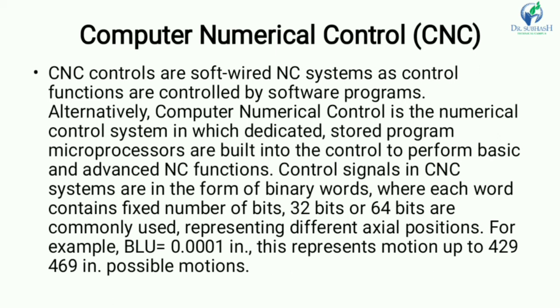For example, the BLU is equal to 0.0001 inch. So this represents the motion up to the 469 inch. Okay, so these are the possible motions.